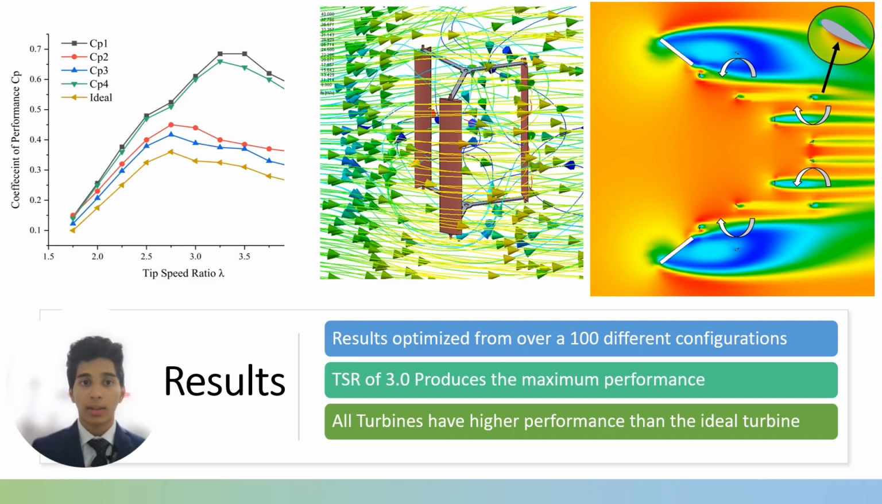The best configuration found is shown here. The optimized VAT configuration had a peak performance at a TSR of 3. In this VAT cluster, optimized from over 100 different computational configurations, the performance of each of the 4 turbines was significantly higher than a lone VAT itself, thanks to the specific turbine and diffuser wall arrangement.